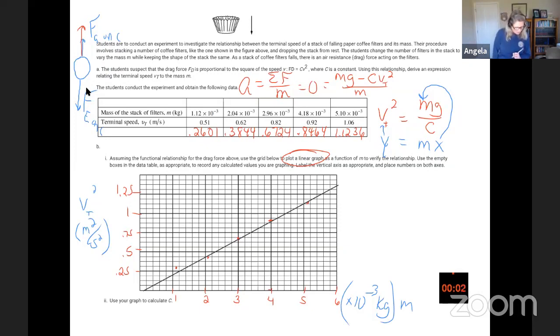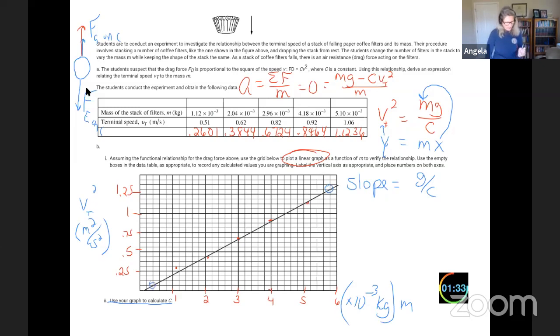Okay, now you have to use your graph to find C. Well, look at our variables here. The slope would be g over C, right? So if we calculate g divided by the slope, we'll get C. So let's get the slope. I hope you're catching on at this point how to use a graph. You have to find 2 points on the line. You don't use data, okay? So I'm going to find 2 nice points.